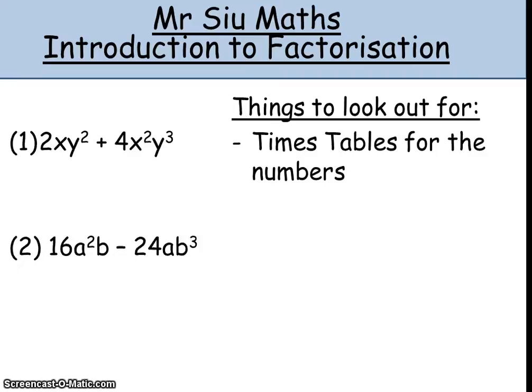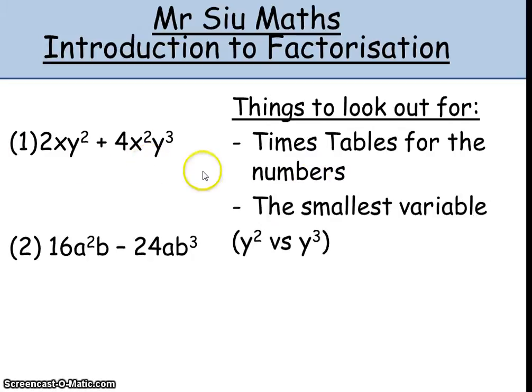The next part, we'll look at variable factorization. We have very strange things right here, according to some of you guys, but the same exact deal. So things to look out for: times tables for the numbers. Between 2 and 4, we know that it belongs in 2.